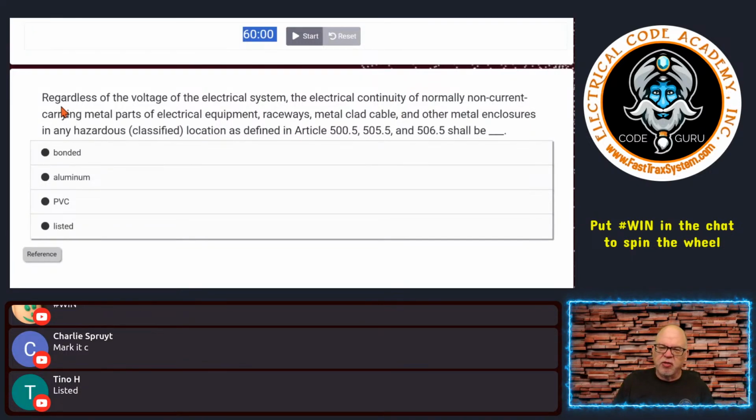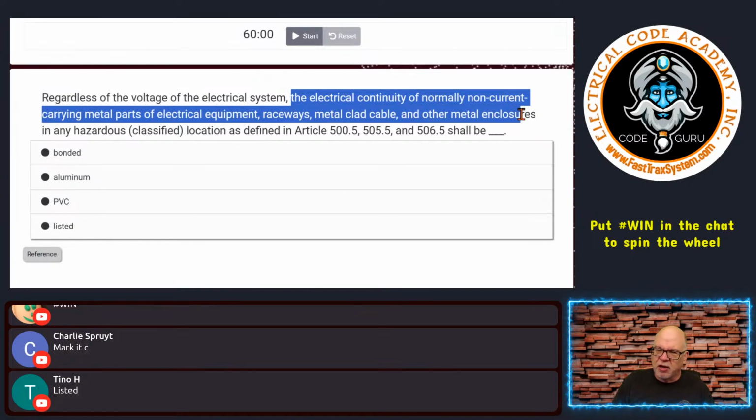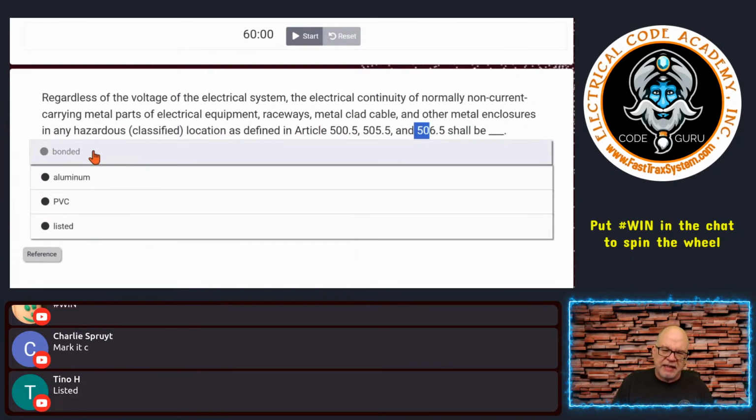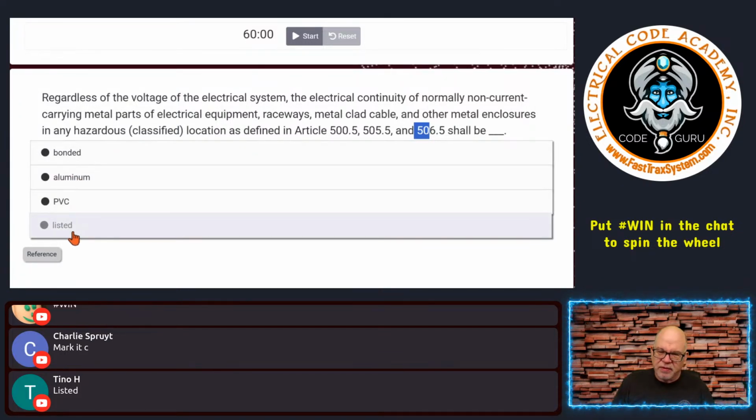All right, so here it says, regardless of the voltage of the electrical system, the electrical continuity of normally non-current carrying metal parts of electrical equipment, raceways, metal-clad cable, and other metal enclosures in any hazardous classified location as defined in Article 500.5, 505.5, or 506.5 shall be blank. Bonded, aluminum, PVC, or listed. Okay? All right, so think about this question for a second.